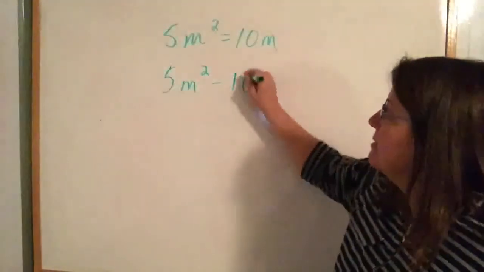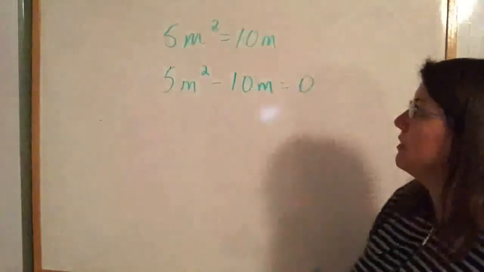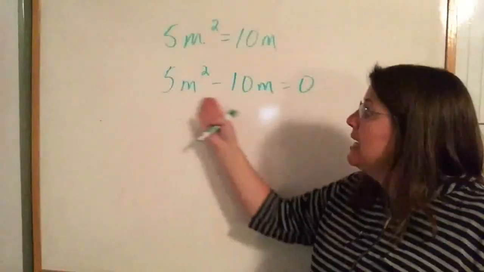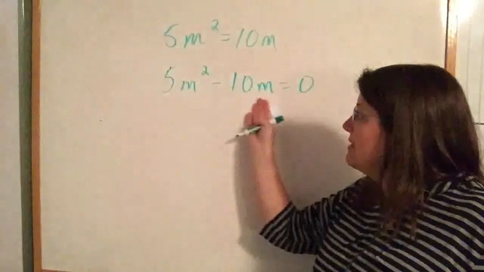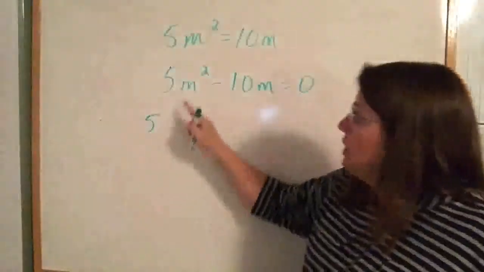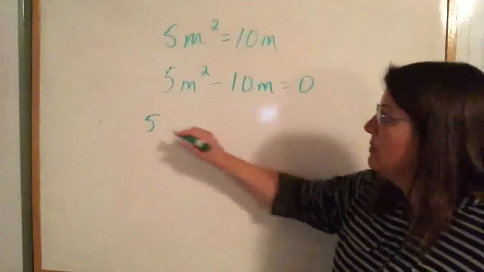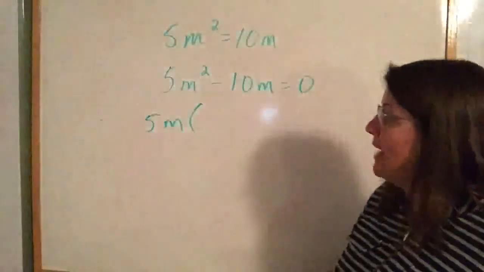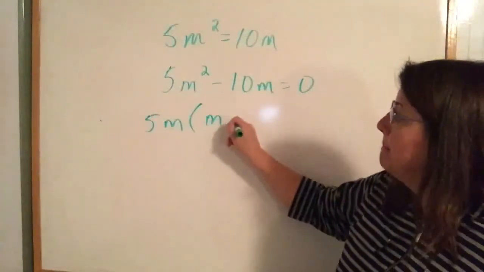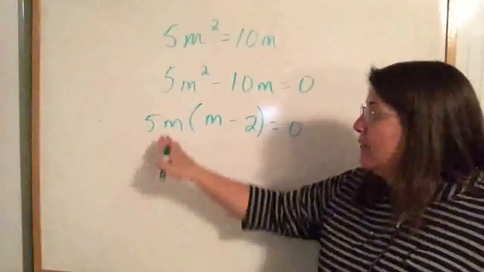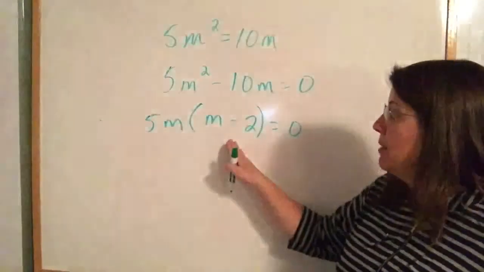5m² minus 10m equals 0. And now I can factor this. If you look at what you got, this has a 5 and this has a 5. They can both have a 5 come out. And hopefully you notice that has m² and that has m. They both have an m that also comes out. So when I take out the greatest common factor, I'm left with an m minus 2. And I have two factors. I have 5m times m minus 2.